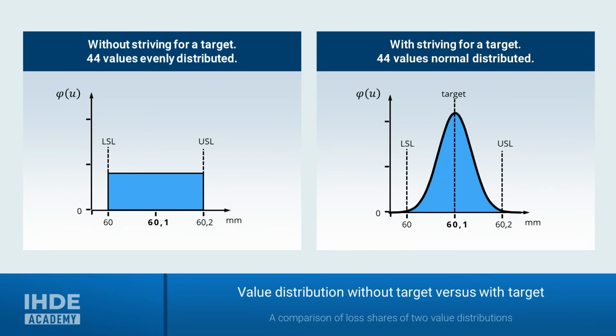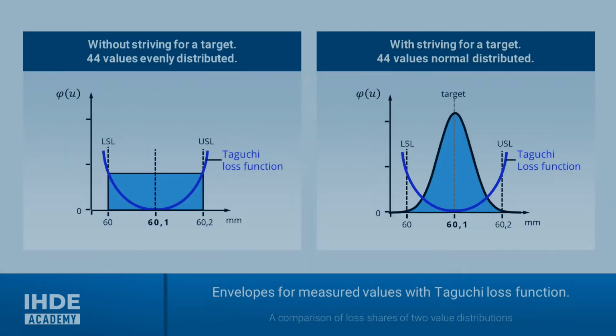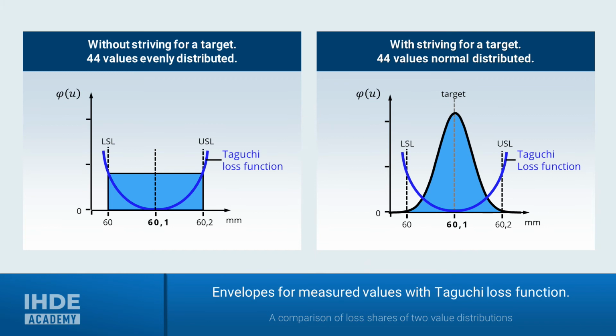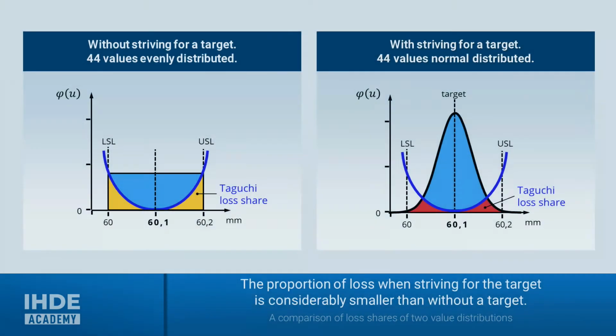To make the picture clearer, both distributions are shown separately from here on. To briefly emphasize this again, the area under the two curves should be of the same size since they each enclose 44 measured values. These envelope curves have now been superimposed with the same loss function. Of interest is now the intersection below the loss function with the other distribution functions. This area is a measure of the size of the losses.